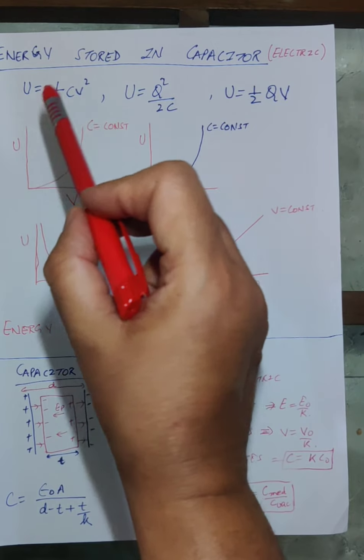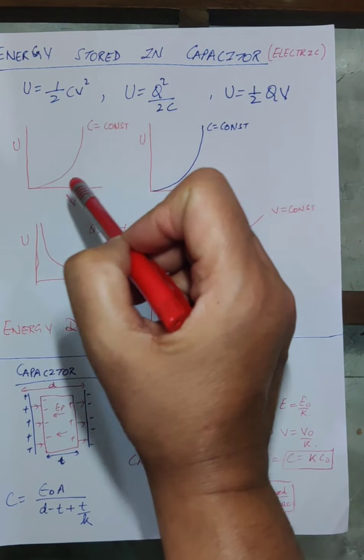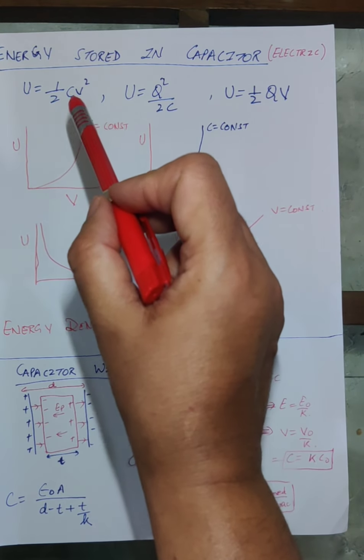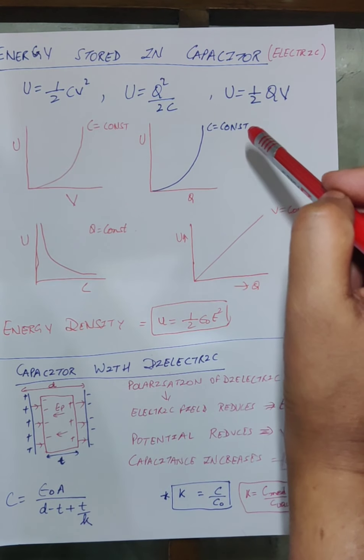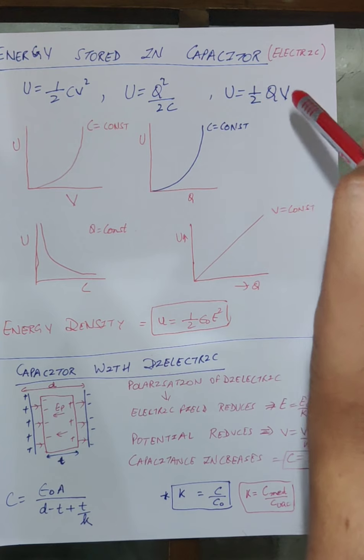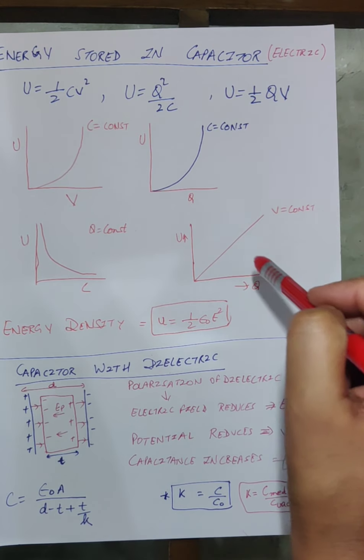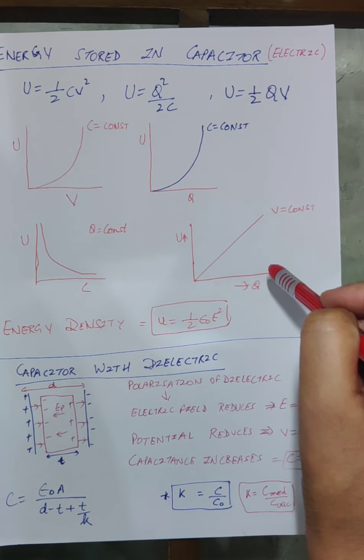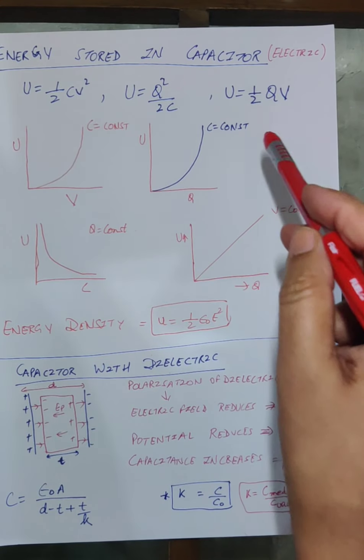If you have to plot the graph between U and V, what type of graph is there? If it is a parabola, that means my C is constant. If the graph is between U and Q, then what is constant? V is constant. Then this will be my graph. I hope the graphs are clear.